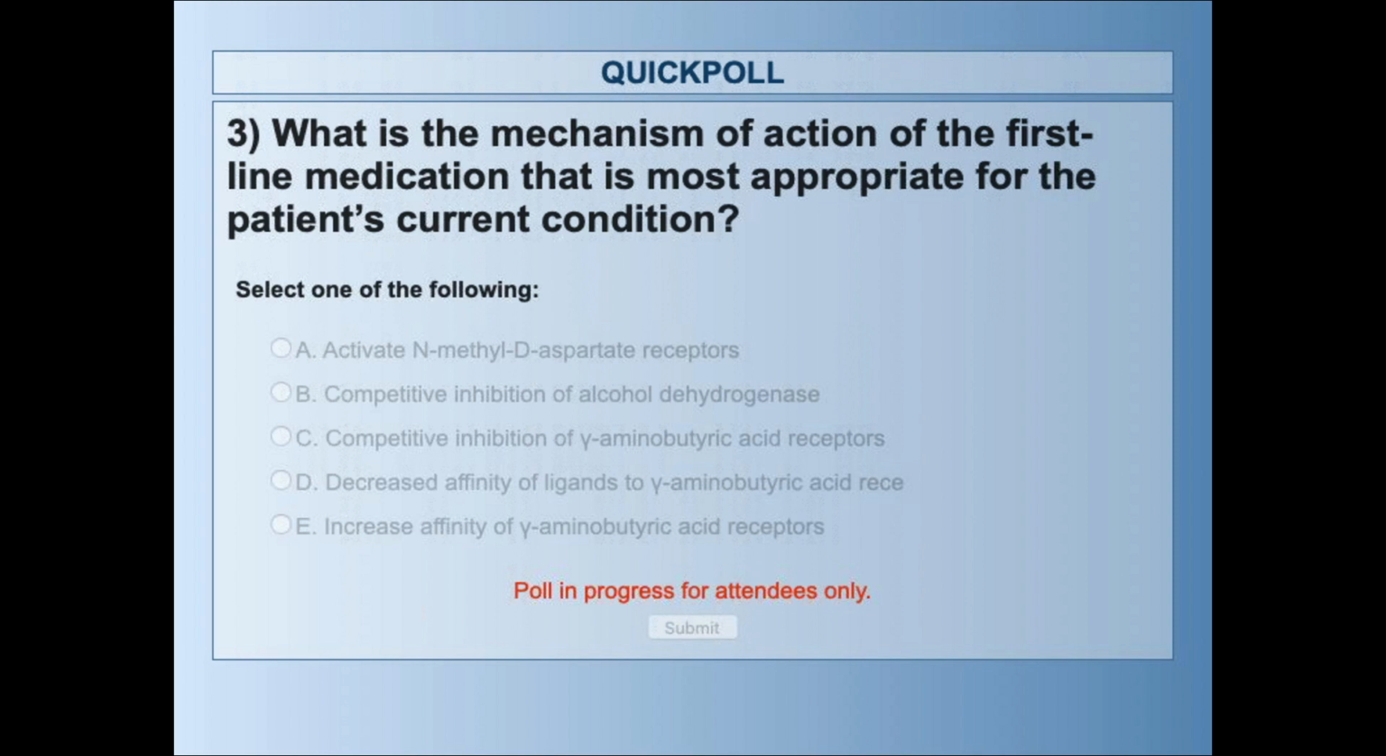All right, so I've opened up that poll. We'll give all of you a few moments here and let you select your responses.